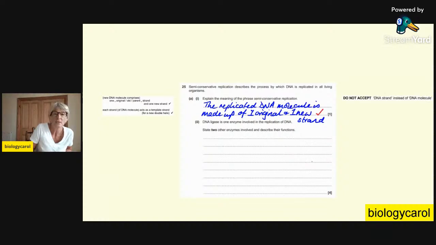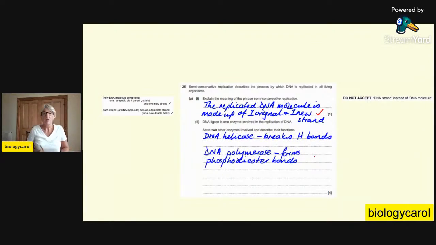Knowing what they do. I just realised I haven't marked that one. Okay, here they are. And knowing what they do is absolutely crucial. DNA helicase breaks the hydrogen bonds between those two strands. And DNA polymerase forms the phosphodiester bonds and sews up the sugar phosphate backbone.